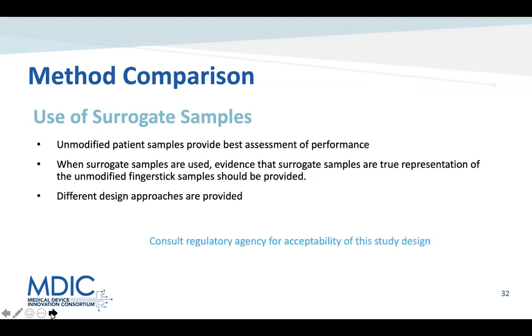I'll briefly touch on surrogate samples. In general, unmodified patient specimens provide the best assessment for the candidate device performance. However, we recognize that in some cases, it may not be possible to find fresh native samples to cover the extremes of the claimed measuring range. And in some cases, manufacturers can consider modifying the claimed measuring range to an interval that's clinically relevant. As I mentioned before, unmodified patient specimens are the best assessment of performance. But when surrogate samples are used, there needs to be evidence that they are a true representation of the unmodified samples, and this should be provided in your submissions. Different design approaches are provided in the document.